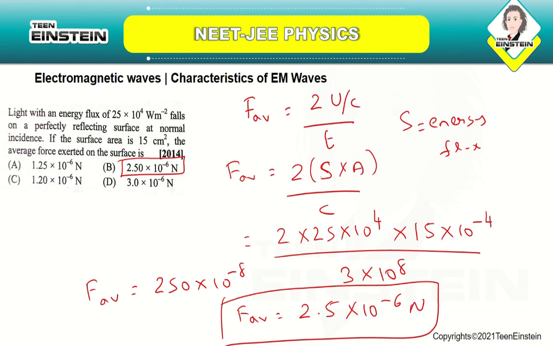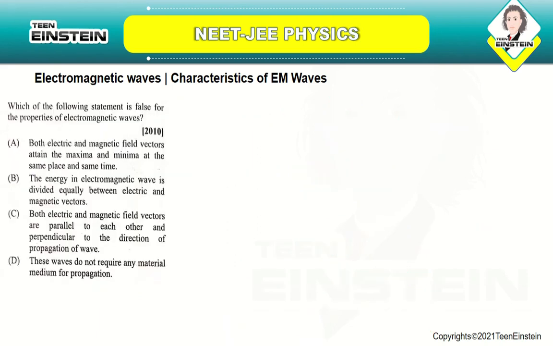Let us now move on to the next question. Which of the following statements is false for the properties of the electromagnetic waves? They have given us 4 options.